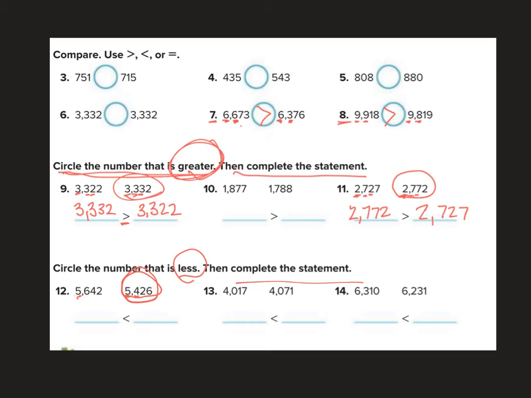Erase that quick. Okay, so then I'm going to put 5,426 is less than 5,642. Do one more here. 6,000, 6,000, 300, 200. Circle the one that's less. So I'm going to circle the 200, not the 300. I'm going to write 6,231 is less than 6,310. Okie dokie.